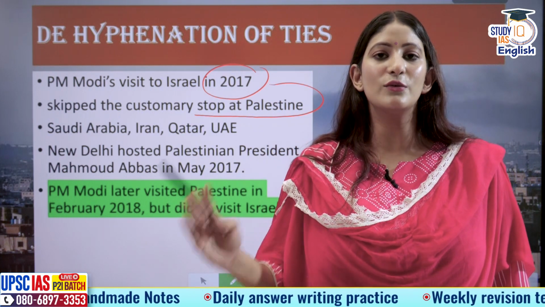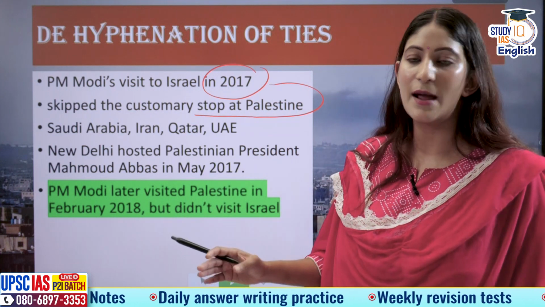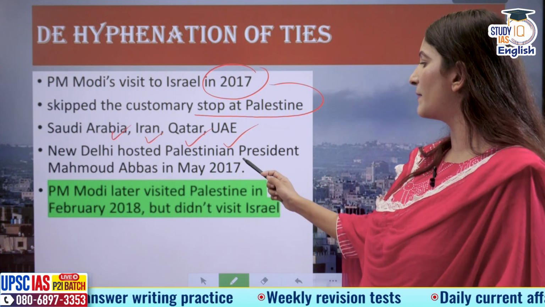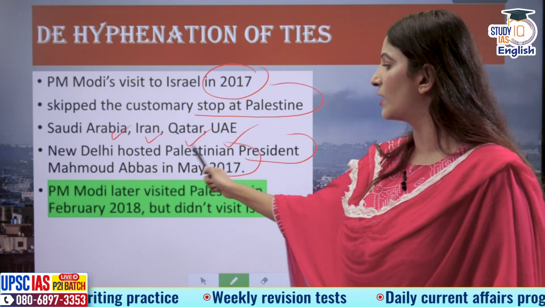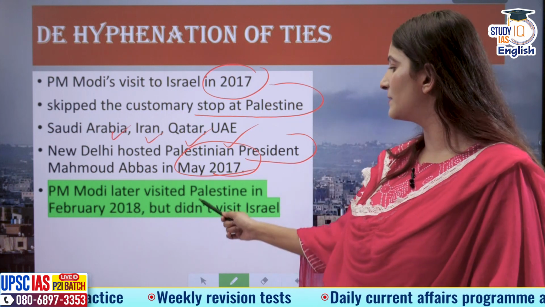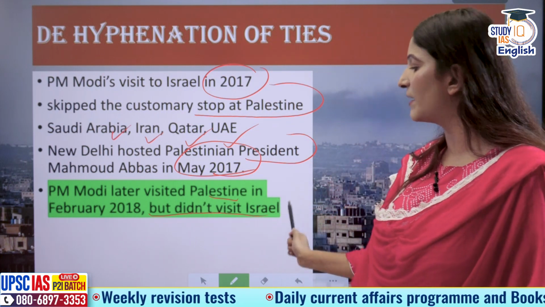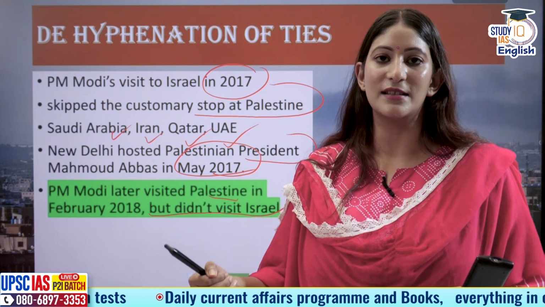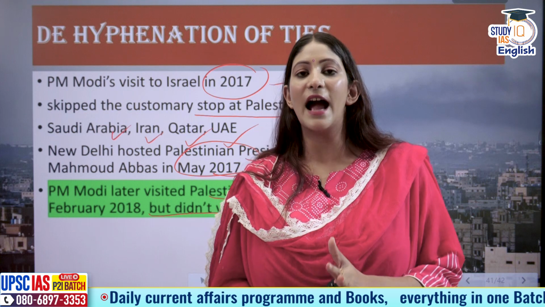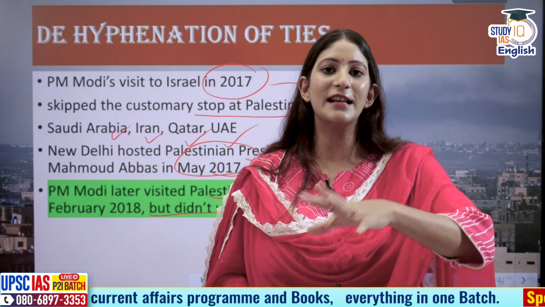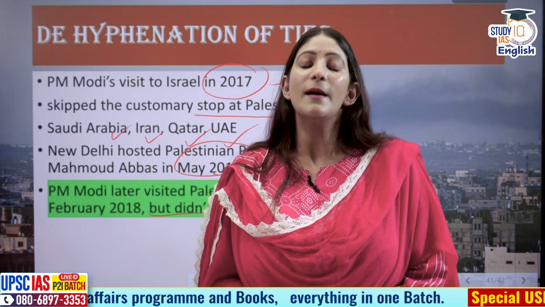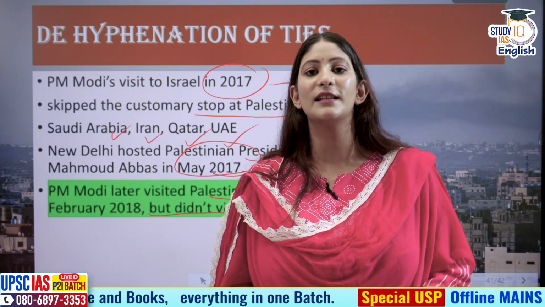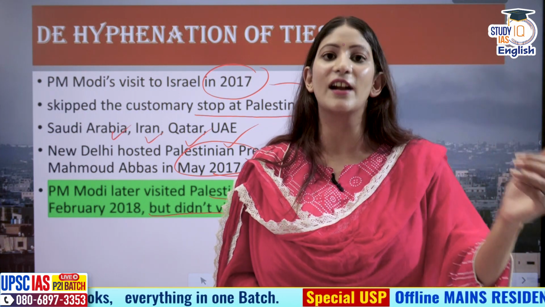During 2014 to 2017, India made sure that the Prime Minister visited Saudi Arabia, Iran, Qatar and the UAE. We also hosted Palestinian President Mahmoud Abbas in May 2017. We later visited Palestine in February 2018, but we did not visit Israel. This is how we started disengaging ourselves. We saw that we have to deal with Palestine independently and Israel independently, because visiting Israel and Palestine together was customary. This was something followed since ages like a tradition.